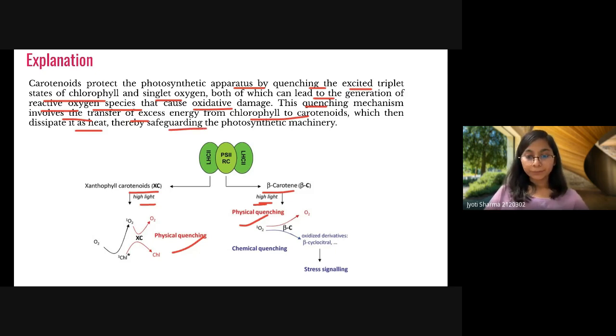Okay, I think I should go now to the next question. Again, this is the same figure, and this is how it will generate the stress signaling, and how carotenoids will be used for the quenching, and this is how it can prevent the chlorophyll from getting oxidized and getting damaged from sunlight.